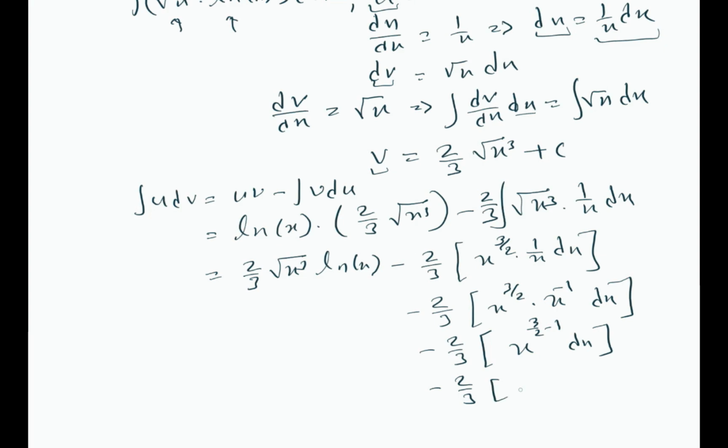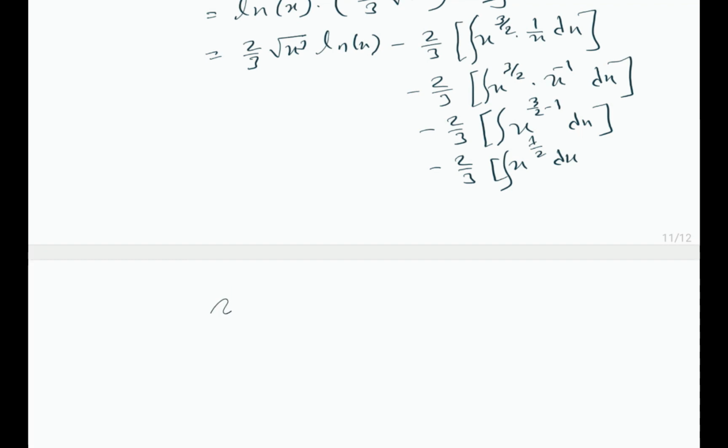So minus 2 over 3, x to the power 3 over 2 minus 1, which is 1 over 2, and dx, right? I forgot to put the integral sign. We need to put the integral sign here. So we can write 2 over 3 square root of x cubed ln of x minus 2 over 3 integral of x to the power half dx.